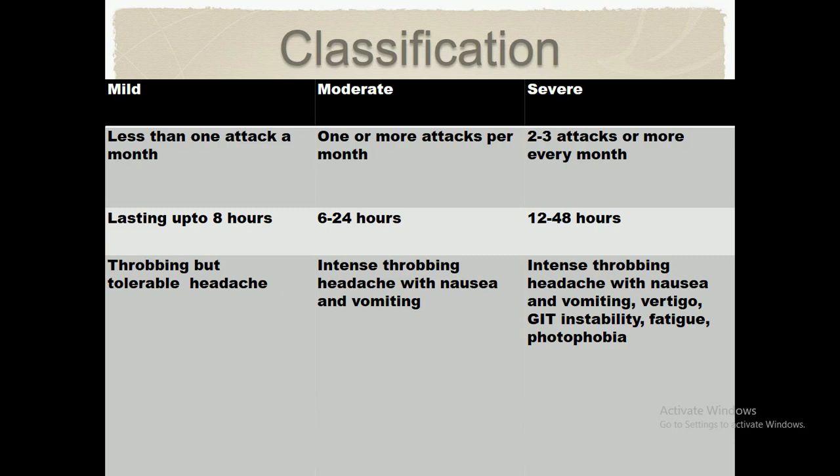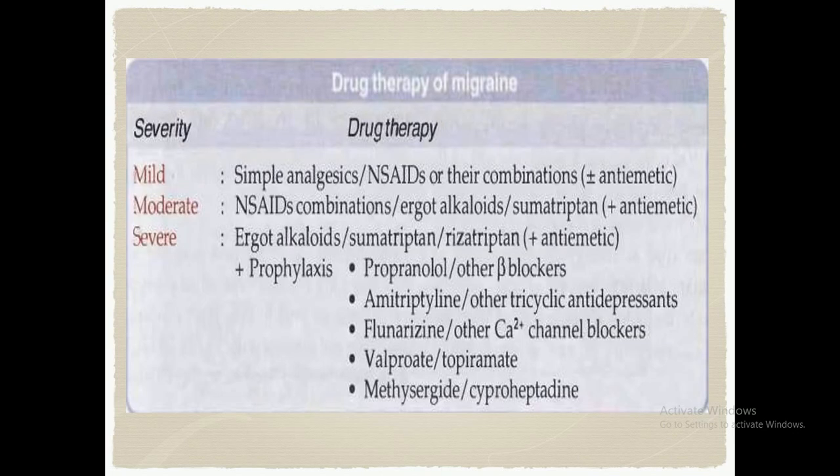This is the moderate case, which comes in the middle category, while the third is the severe case, in which almost 2 to 3 or more attacks are possible every month. The time period is almost 12 to 48 hours, with intense throbbing headache, nausea and vomiting, vertigo, GIT (gastrointestinal tract) instability, fatigue and photophobia.